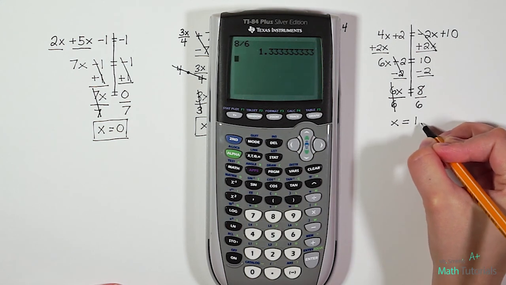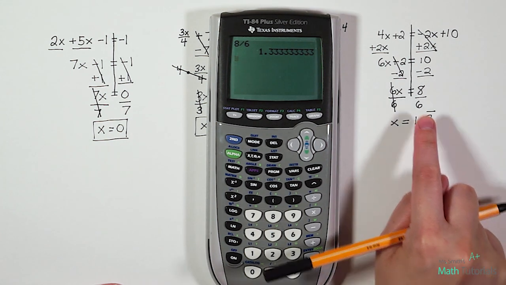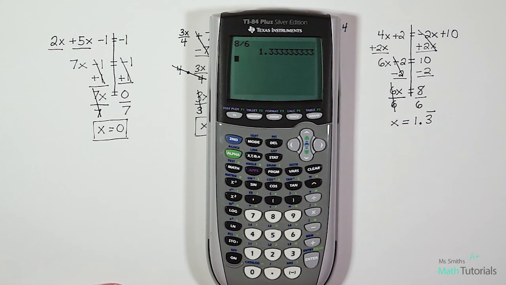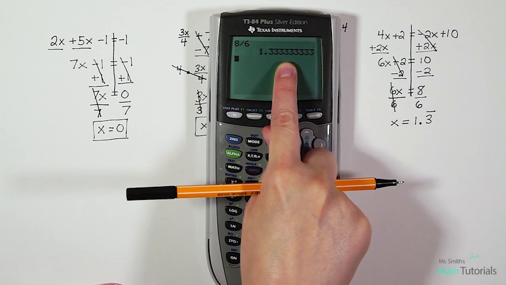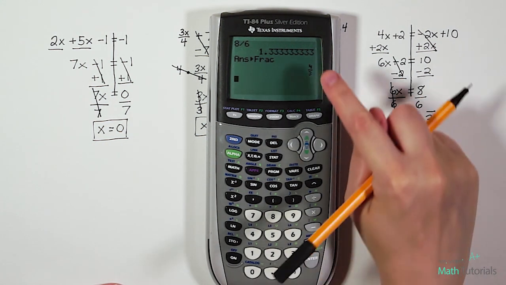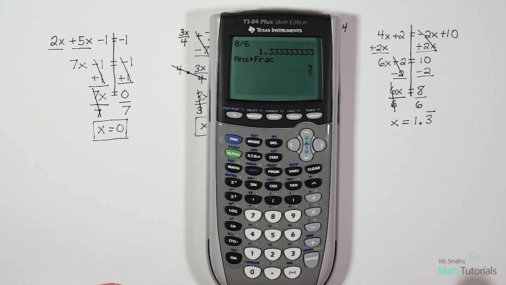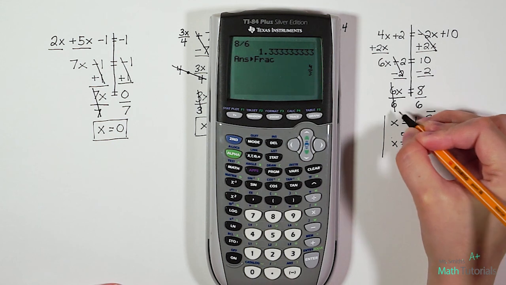x equals 1.3 repeating. Or if we wanted a fraction form, we need to reduce this 8 over 6. And I'm going to show you a really cool calculator trick that will reduce any fraction for you. We put in 8 divided by 6 and we got this long decimal. If I want my calculator to give me the reduced fraction, all you have to hit is math, enter, enter. And it will reduce any fraction for you. So it reduced 8 over 6 to 4 over 3. So we could say x is 1.3 repeating, or x is 4/3. Either of these answers are fine.